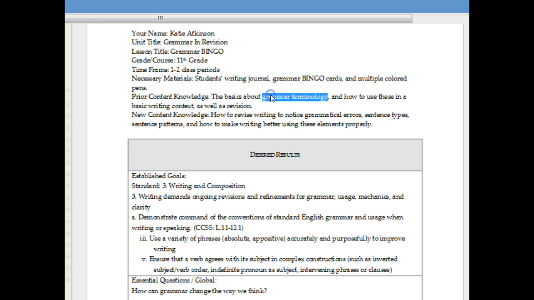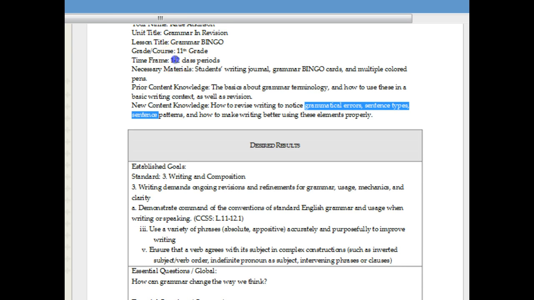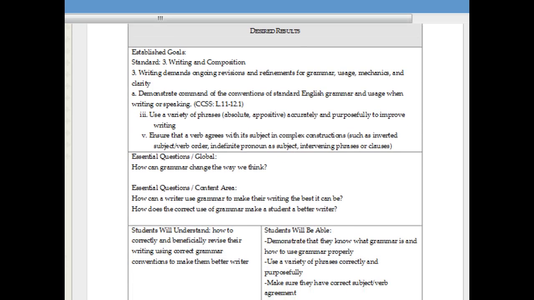That's not terribly succinct. Give me something much more specific. Grammar terminology is just huge, okay? So then how to revise writing to notice grammatical errors, sentence types, sentence patterns, and how to make writing better using these elements properly. That's a lot to tackle in one lesson plan. So let's see how you do, or if it gets kind of too big for you, all right? Oh, although I do see that you have a two class period time frame here. So, okay, yeah, all right, good, let's see.